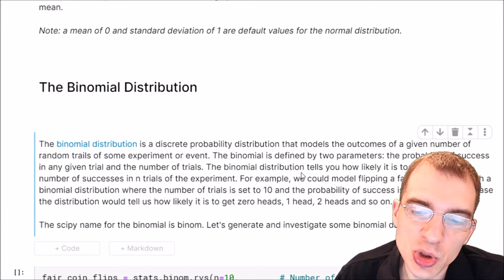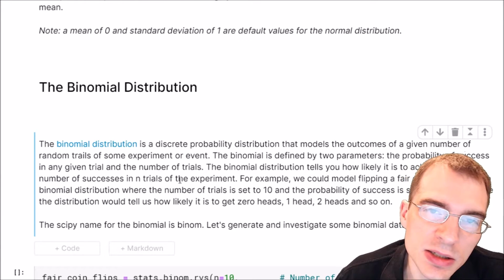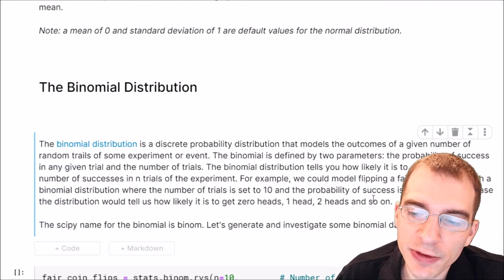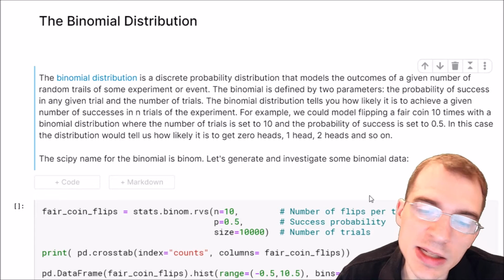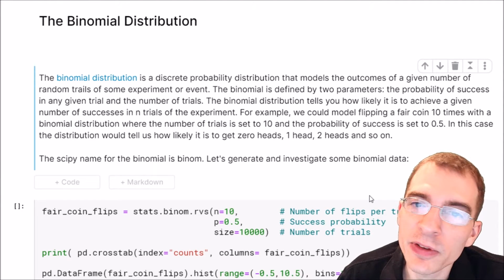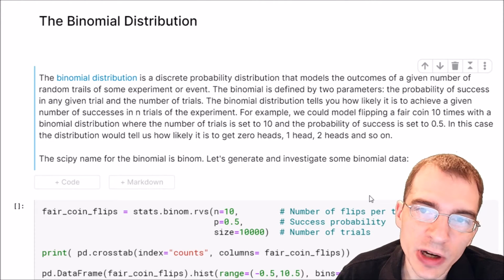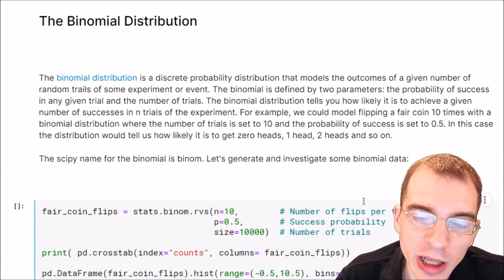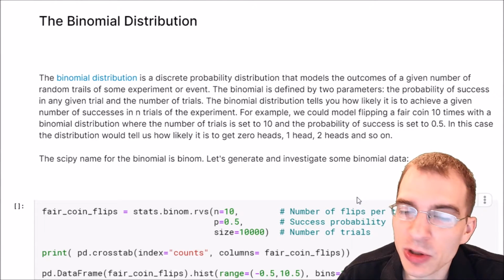What the binomial distribution tells you is how likely it is to achieve a given number of successes in n trials of the experiment. For example, you could model flipping a fair coin 10 times using a binomial distribution, where you set the number of trials n equal to 10, because you're doing 10 flips, and the probability of success p equal to 0.5, since with a fair coin you have a 50-50 chance of a success. In this case, the distribution would be telling us how likely it is to get 0 heads, 1 head, 2 heads, and so on, up to 10 heads, if we were to repeatedly flip the coin 10 times.